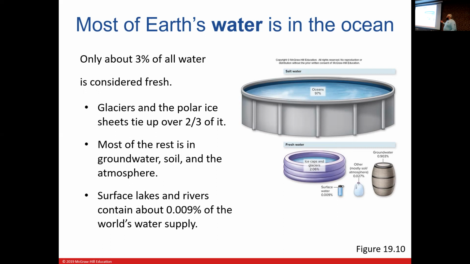Obviously, things like the glaciers and the polar ice sheets are going to tie up 2/3 of our fresh water, whereas most of the rest is going to be groundwater, soil, and the atmosphere. So very, very little of the fresh water on the Earth is present as surface water, in those lakes and ponds, which is kind of incredible to think about, especially with us living in Florida, where we see all this water all the time.